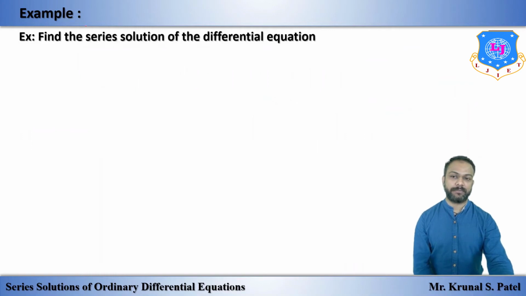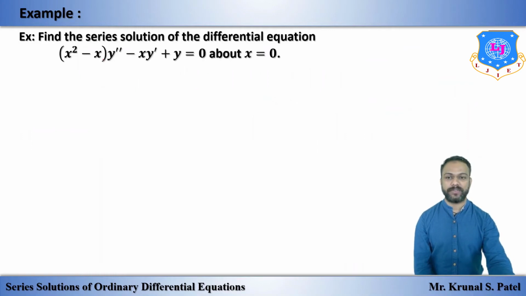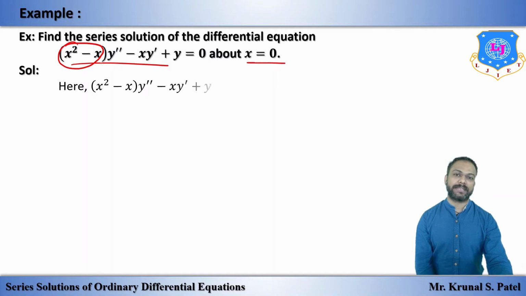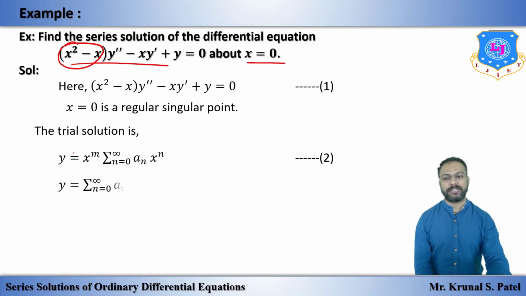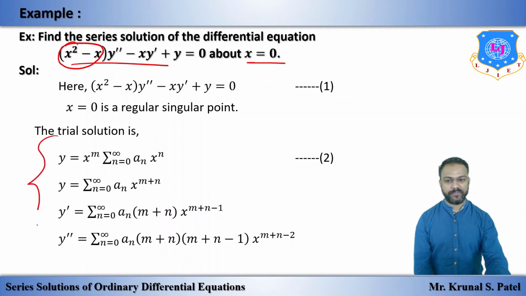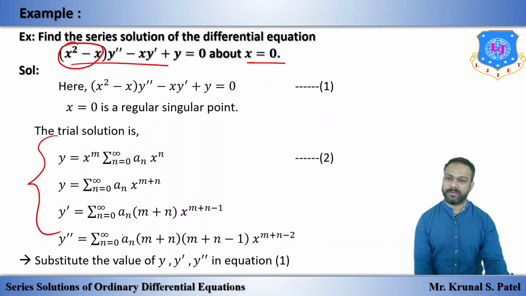So we have this example: find the series solution of the differential equation about x is equal to 0. For x is equal to 0, the coefficient of y double dash becomes 0. So we can say that x is equal to 0 is a regular singular point. And we know the trial solution is given the same as we know, that is our first step. Second step, substitute all these values in equation number 1.